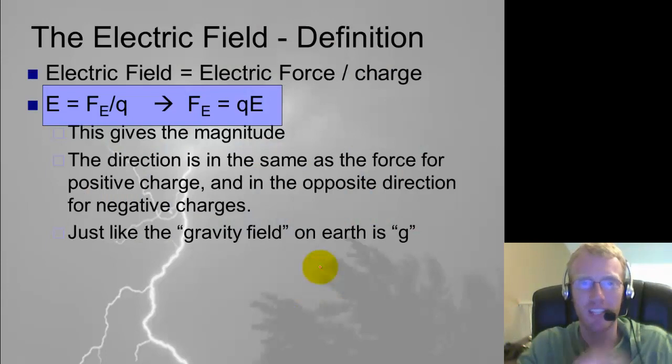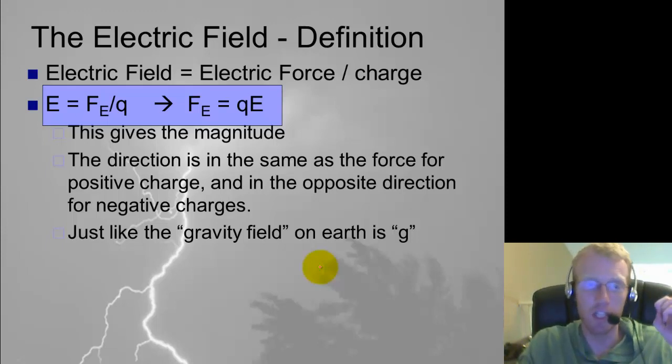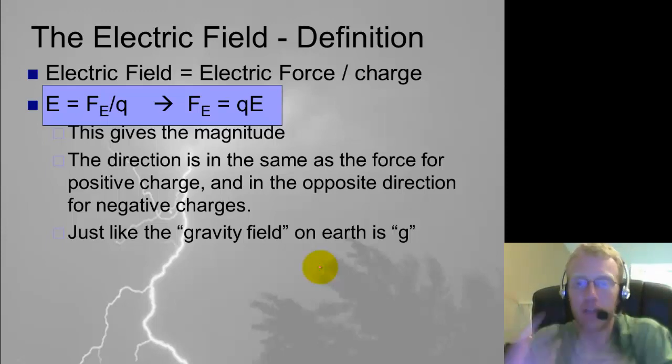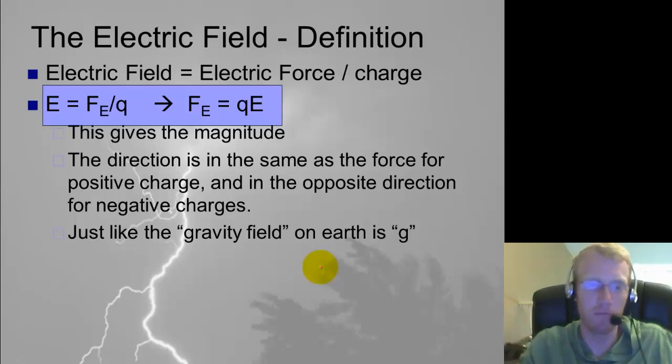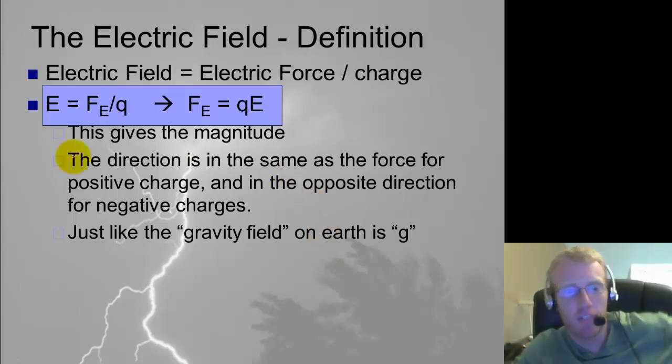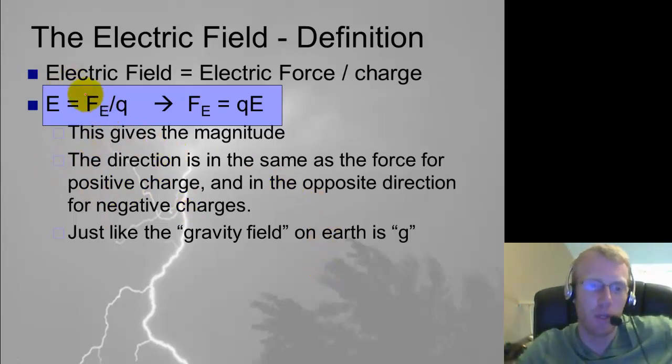So, the electric field definition. The definition is the total force exerted on a charge divided by the size of that charge. It makes sense that if you've got a whole bunch of charges around and you put a bigger charge into it, it will experience a bigger force, because in Coulomb's law you have Q1 times Q2, so the force and the charge are linearly related. If one goes up, the other goes up. So the electric field is a ratio of the force to the charge.